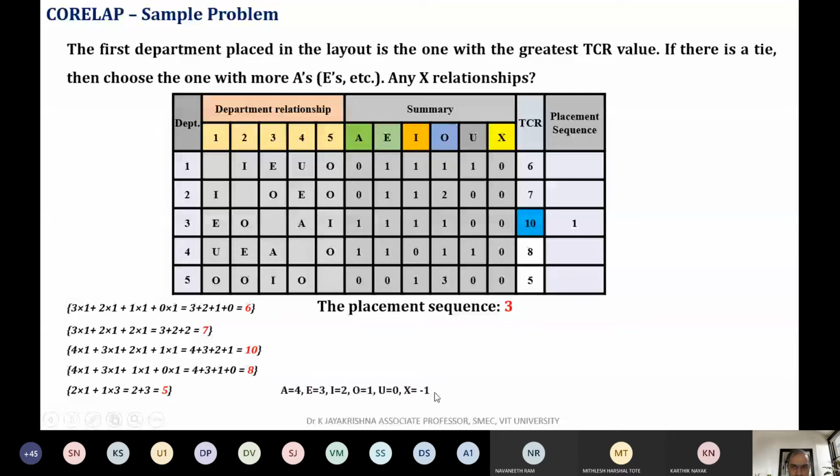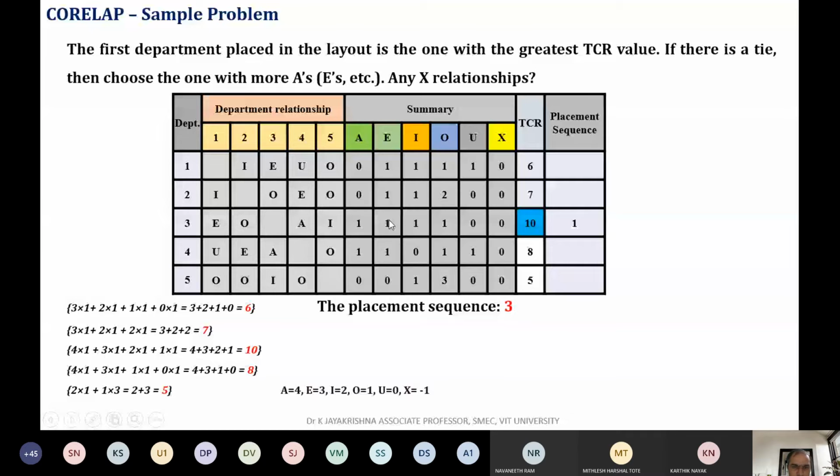So what I'm doing is, for how I calculated the first value of 6, you should understand how I calculated it. A is 0, so 0 into 4. How much? 0 into 4 is 0. Plus 0, 0. Plus 3. E means 3, so 3 into 1, because E is 3.